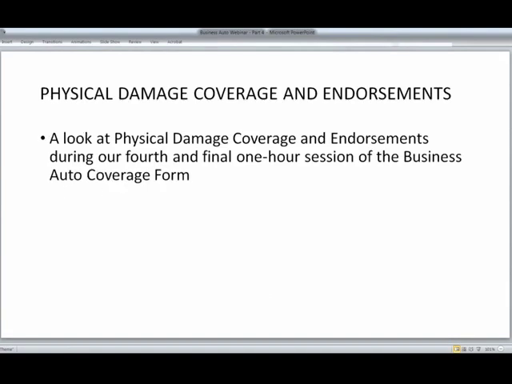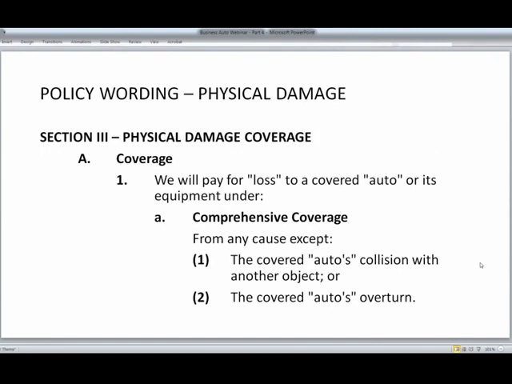We're going to move now to the fourth section, and this is the physical damage and also some endorsements. Physical damage coverage. The policy wording says we'll pay for loss to a covered auto or its equipment. Notice it says or its equipment. There's no requirement for the equipment to be permanently attached or even attached. We'll talk more about that.